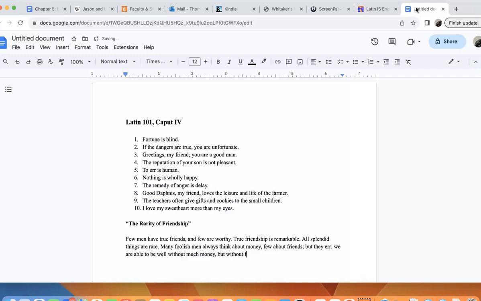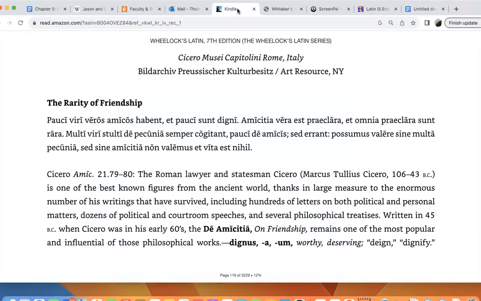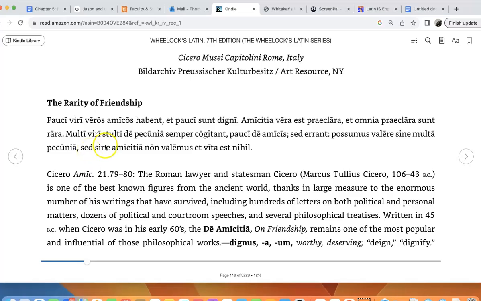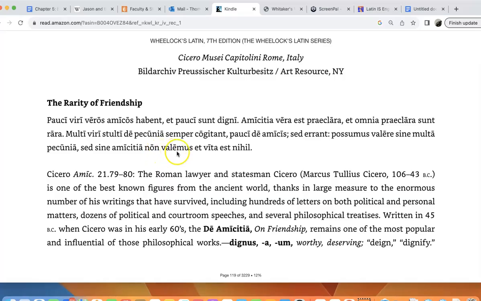But without friendship we are not well, and life is nothing. Yeah, so what a way to conclude that, huh? But without friendship we, mus, are not well, so non valemus, et and, vita, life, est, is, nothing. So here we have one of our new grammar concepts, the verb to be, third person singular, is.